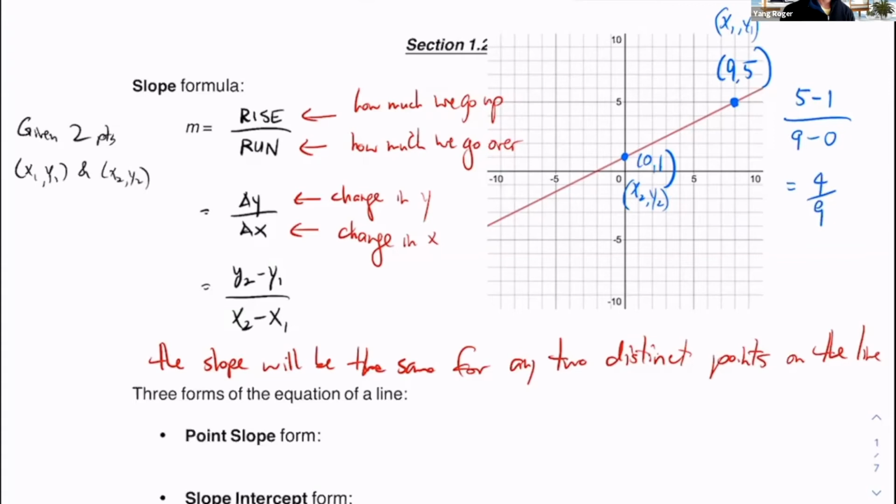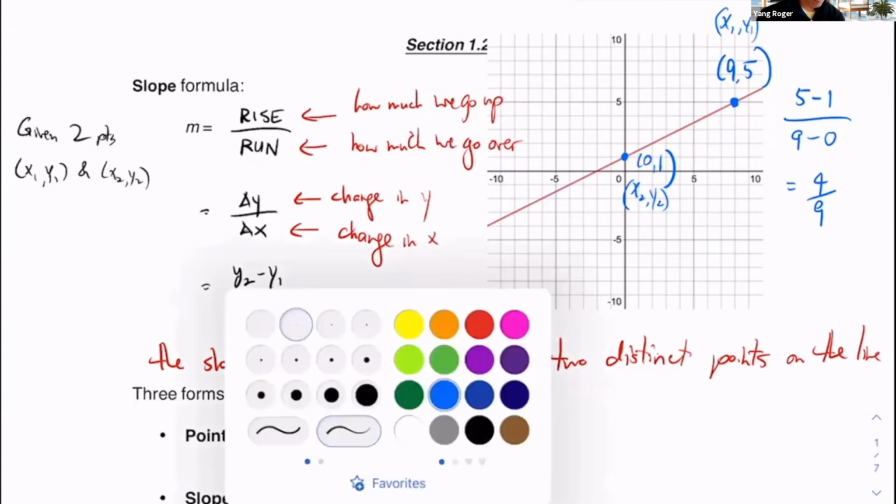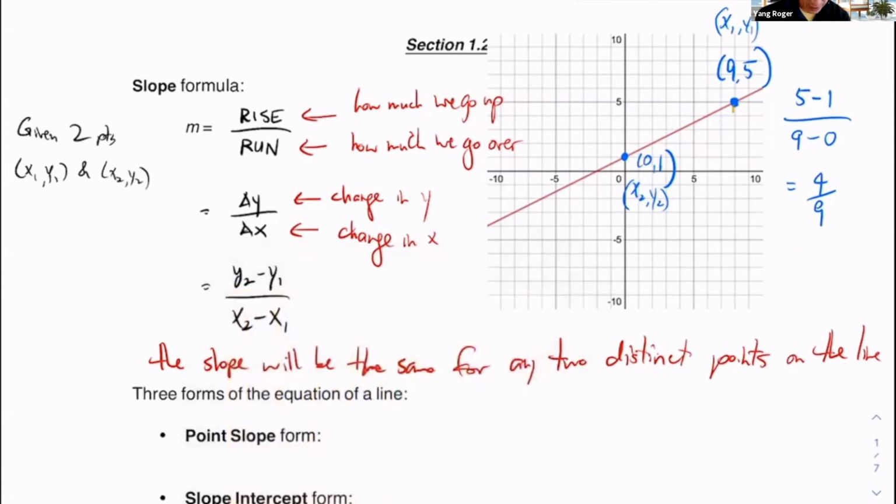What's the meaning of that? The meaning of that is when you go over 9, so here's 0, if you go over 9, you're going to go up 4 in order to stay on that line. We can see that with this particular example. Does that make sense? Our rise, I should say first, right here is 4, and our run right here is 9.